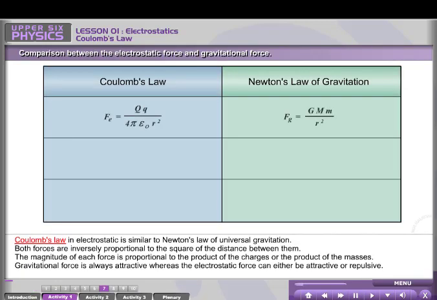Coulomb's law in electrostatics is similar to Newton's law of universal gravitation. Both forces are inversely proportional to the square of the distance between them. The magnitude of each force is proportional to the product of the charges or the product of the masses. Gravitational force is always attractive, whereas the electrostatic force can either be attractive or repulsive.